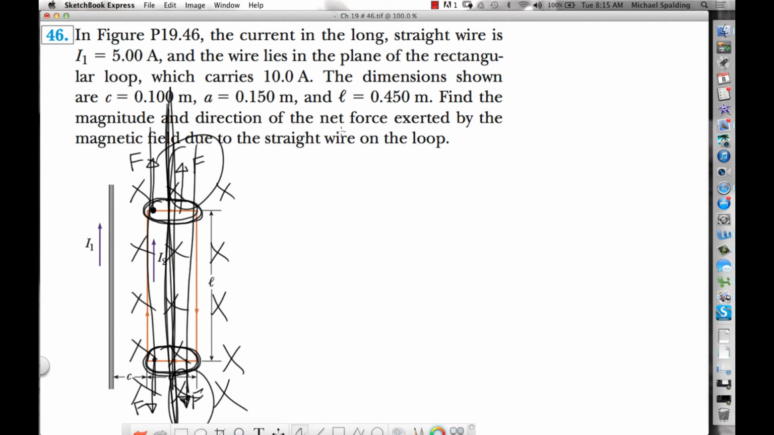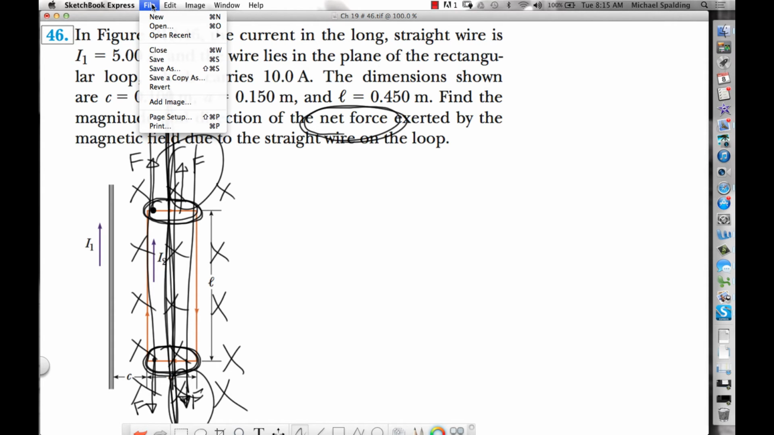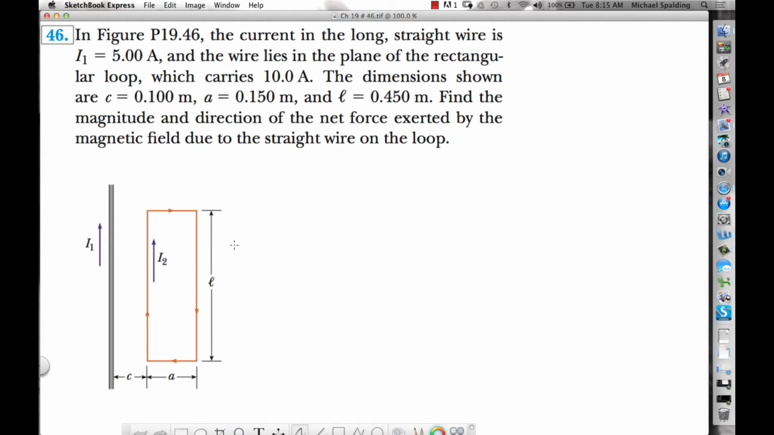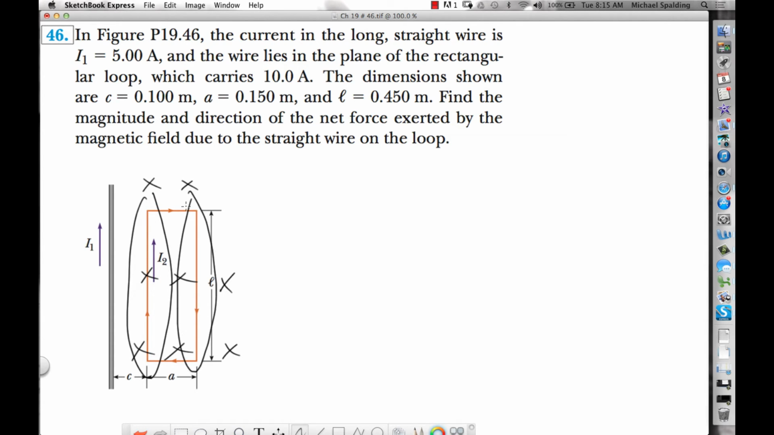The thing we're looking for is the net force on wire number 2. It's not going to be in the vertical direction, because the forces in the vertical cancel. So now let's look. The magnetic field's going in over here, like this. Now let's look at this segment of the wire and this segment of the wire.